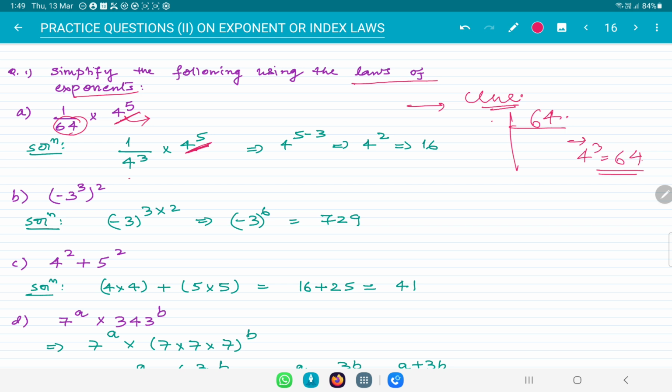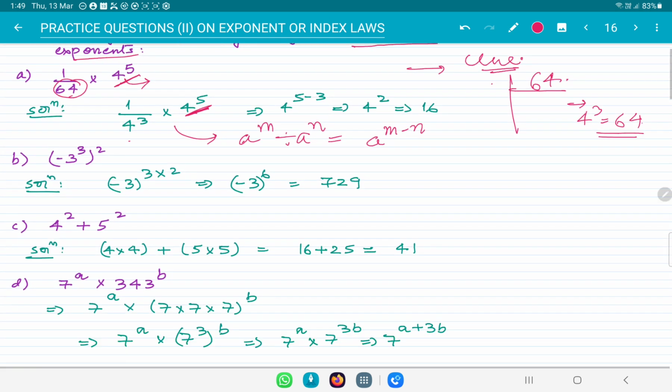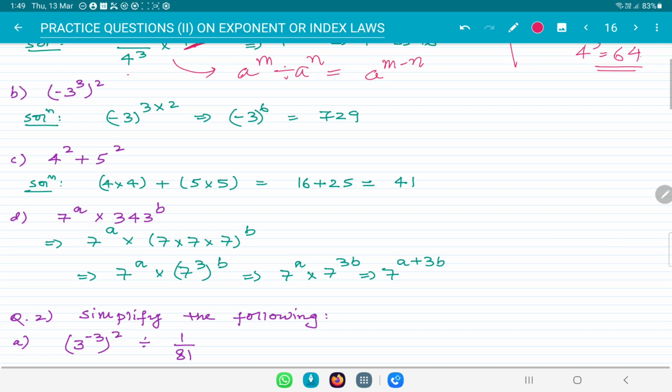So instead of 64, you can write 1 upon 4 raised to the power 3, and in the numerator it is 4 raised to the power 5. Which type of index law are we using here? a raised to the power m divided by a raised to the power n. Since bases are same, powers will be subtracted. So 4 raised to the power 5 minus 3 is 4 raised to the power 2, and writing the answer as an integer, it becomes 16. Clear?